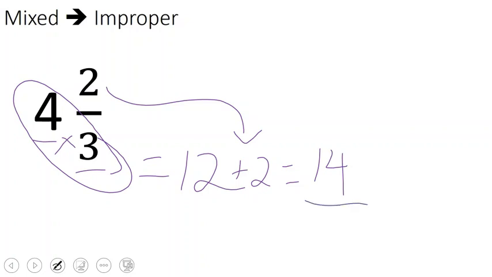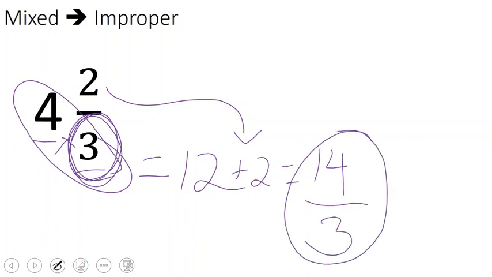I know that my denominator is going to stay the same because I did not change the number of pieces in the whole. It is still 3. So 4 and 2/3 is equal to 14/3.